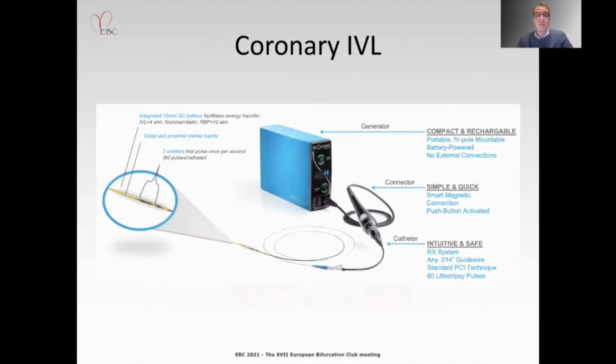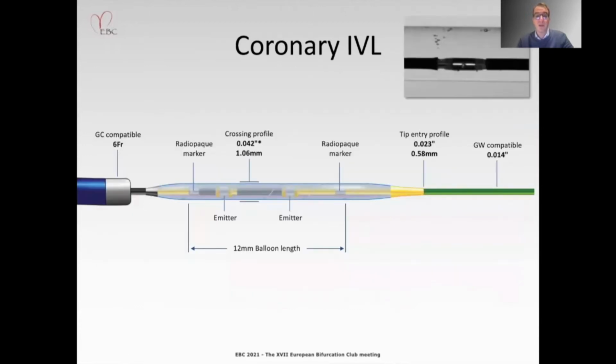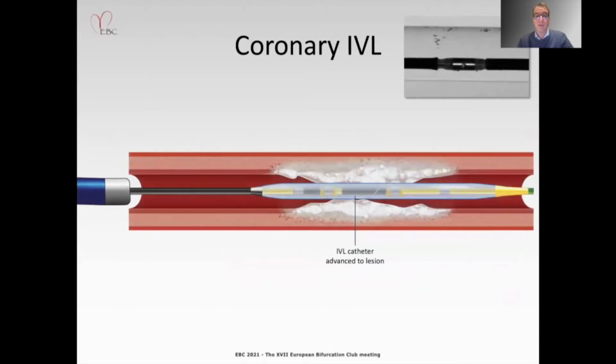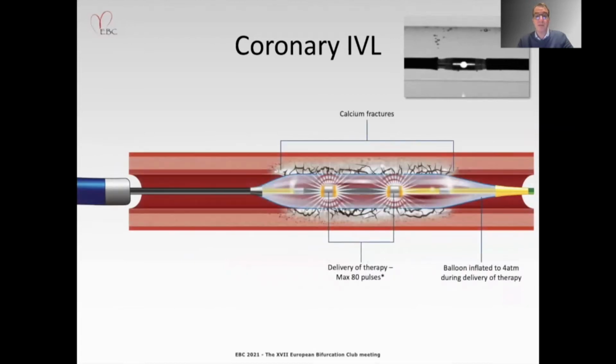Intravascular lithotripsy comes with a balloon catheter and a generator. The generator produces energy which is applied by the emitters in the balloon catheter. A small electrical discharge at the emitters vaporizes the fluid within the balloon to create rapidly expanding bubbles that generate sonic pressure waves and then collapse within a few microseconds. When the waves impact the calcium at nearly 50 atmospheres, they create a series of microfractures and then make the vessel more compliant.